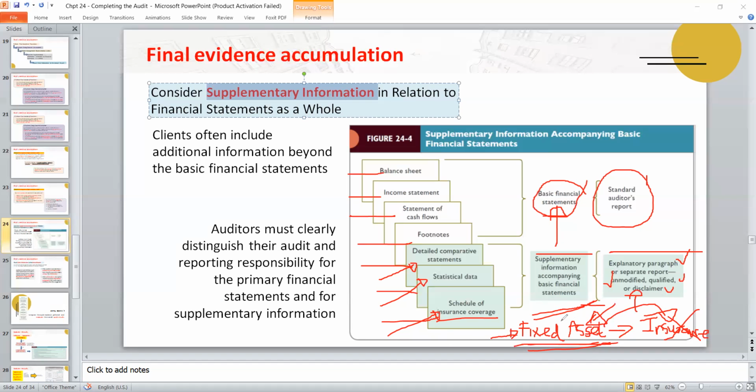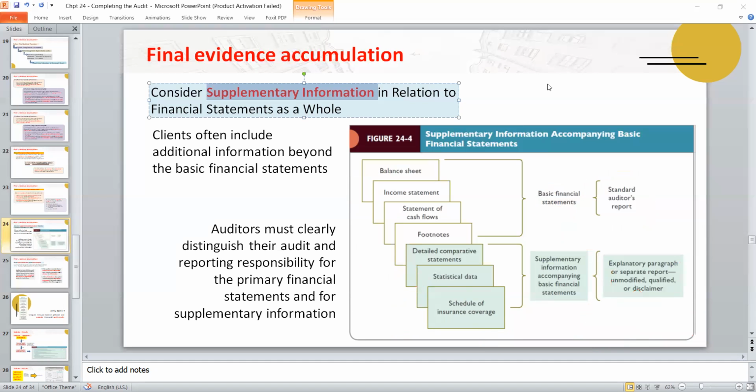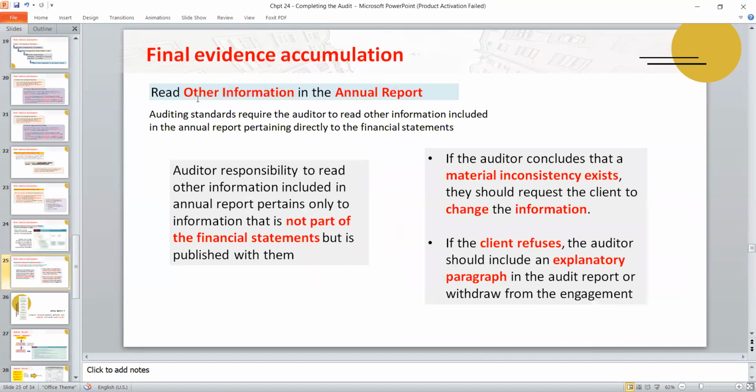If the fixed asset is crumbled or demolished or destroyed, they are afraid that they cannot have a business operation because their fixed asset is destroyed, something like that. So if you have an insurance, of course you have the money to buy the new asset, and you have the ability to have an operation of your business. Okay, supplementary information. And read the other information in the annual report.